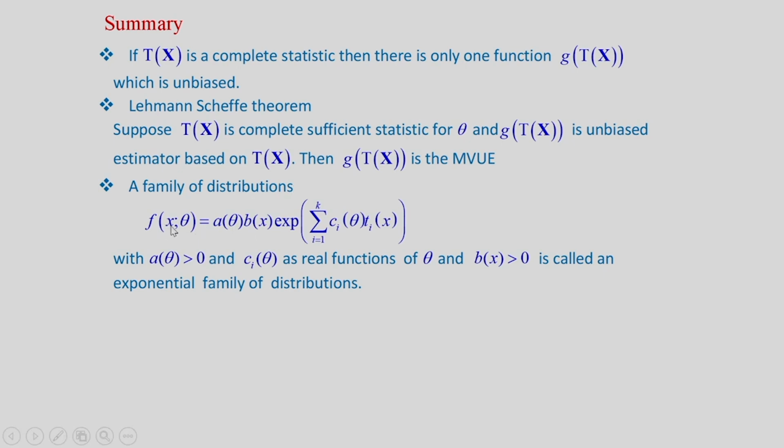Then we discussed the family of distribution which is known as the exponential family of distribution. It is given by f of x theta is equal to a theta into bx into exponential of summation i going from 1 to k of ci theta into ti x. So, this is the exponential family of distribution with a theta greater than 0, ci theta a real function, and bx also greater than 0 because this is a probability, therefore this must be greater than 0.